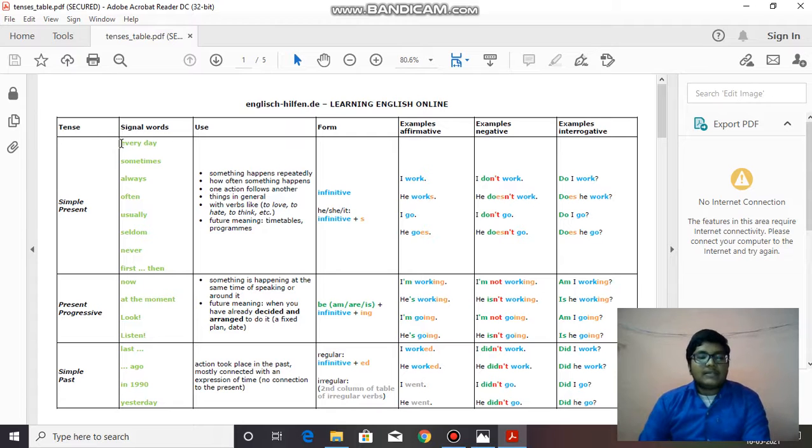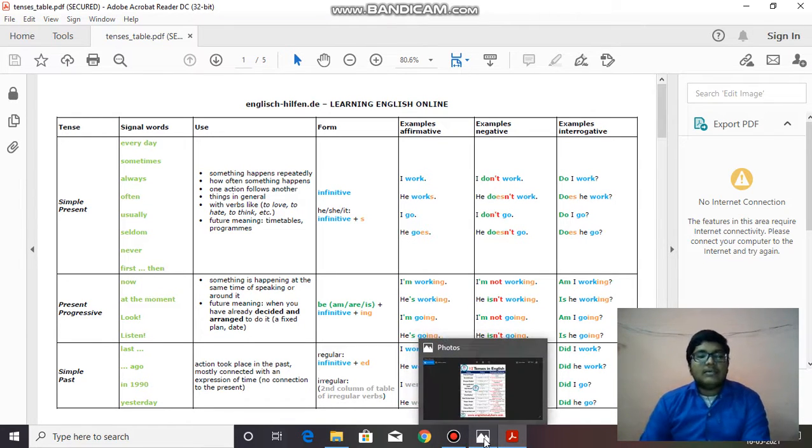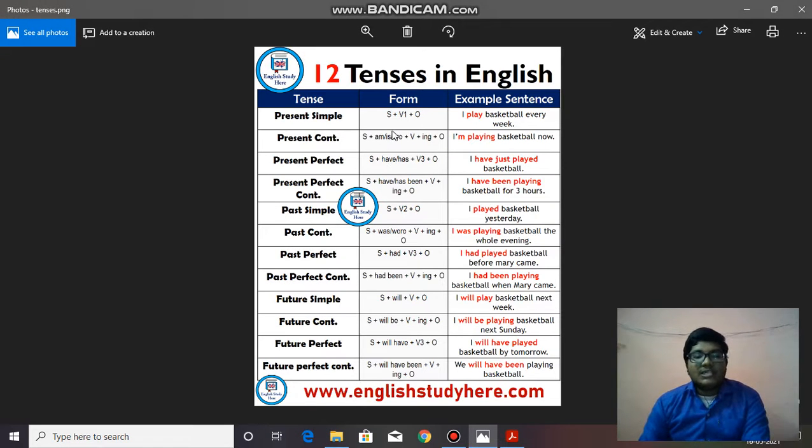It has some signal words. We can identify simple present tense by signal words which are everyday, sometimes, always, often, usually, seldom, never, first, or then. These are the signal words which we can use to identify that a sentence is in simple present tense. The general form is subject plus verb 1 plus object.